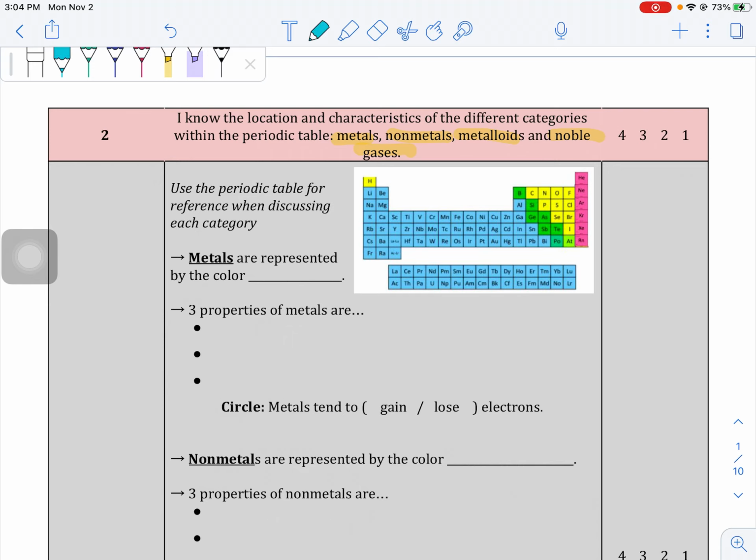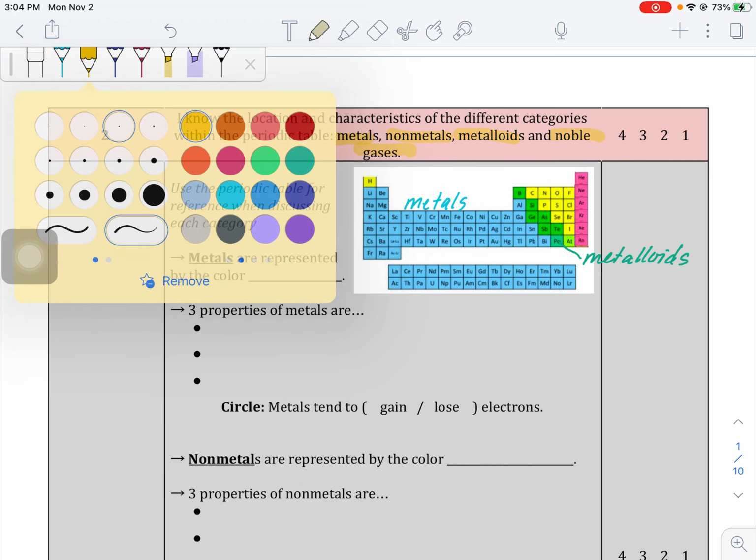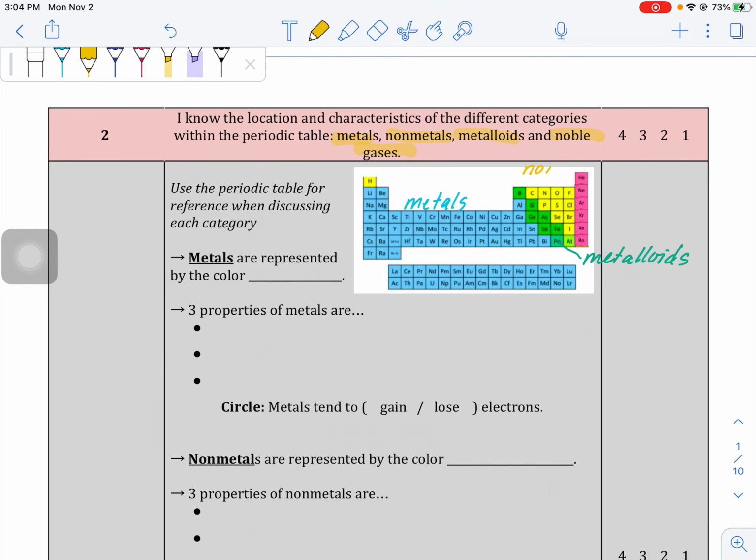But just a reminder, looking at these, we had metals, which was the largest category. We had our metalloids as the in-between category between metals and nonmetals. Then our final group over here was the noble gases.